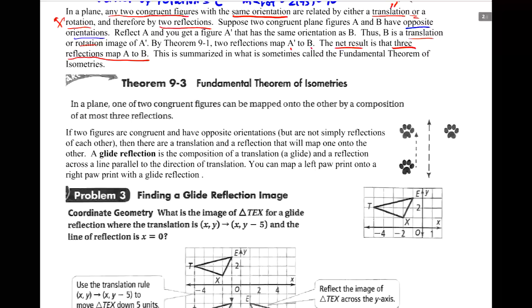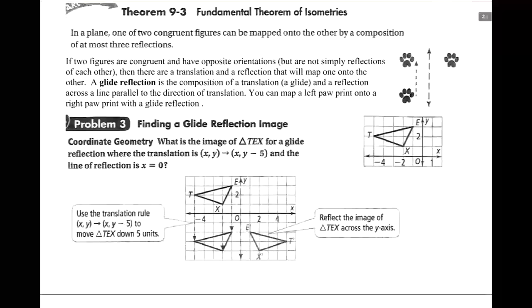This is what the fundamental theorem of isometries is saying. It says that in a plane, one of 2 congruent figures can be mapped onto the other by a composition of at most 3 reflections. So we know they're congruent, so they're isometries, but if they have opposite orientations, it's going to take more than either just a translation or a rotation. We will need to do another reflection.